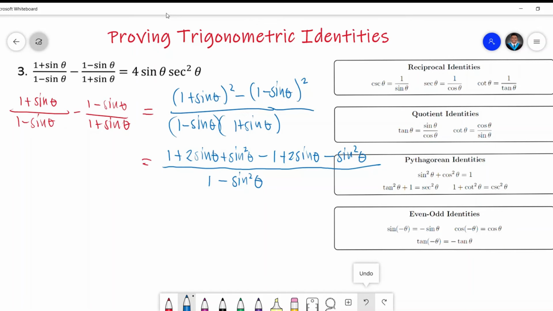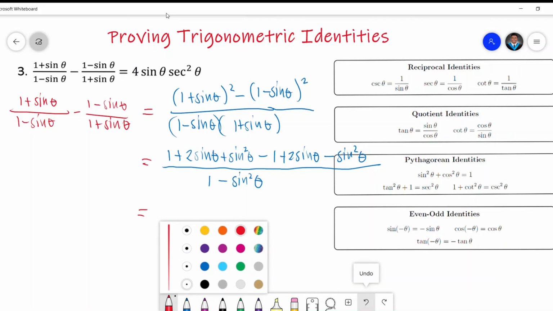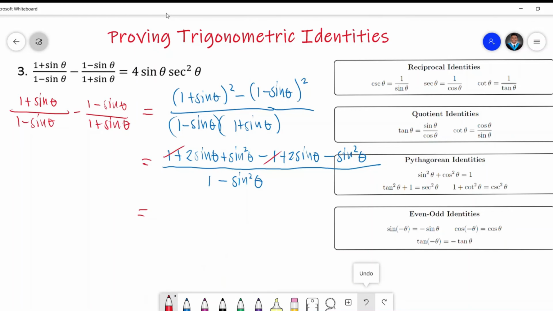Okay, so let's simplify this one further. So as you can see, dito sa numerator natin, merong ma-cancelled out. Kasi, ma-cancelled out si 1 dito, and also si sine square is also cancelled out. So that will leave us with 2 sine theta plus 2 sine theta, which gives us 4 sine theta. Then over, of course, itong si 1 minus sine square theta, this is a Pythagorean identity, which is equivalent to cosine square theta.